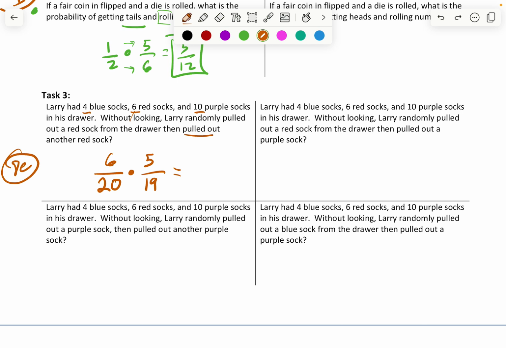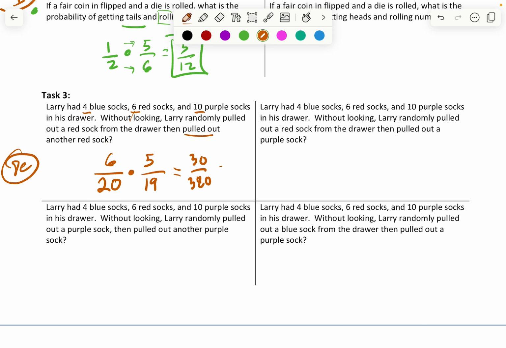Let me multiply these out here. 6 times 5 is 30, and 20 times 19 is 380. If you look at this number, you can divide these both by 2, or at least by 10 if they both end in a 0. What would have been better is if you divided this out. That would have helped you.